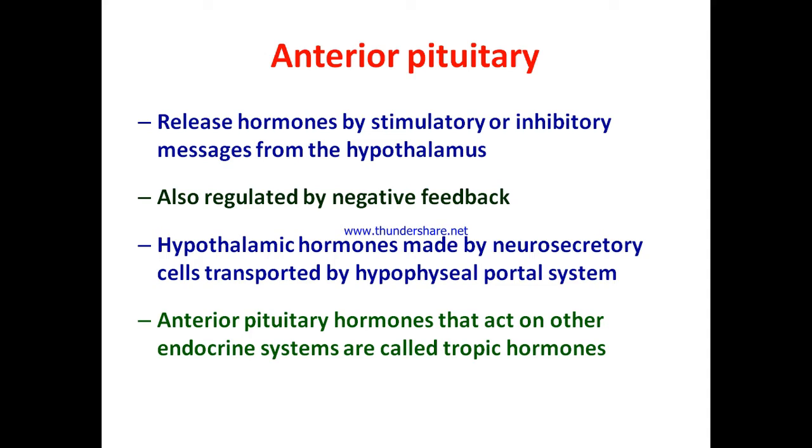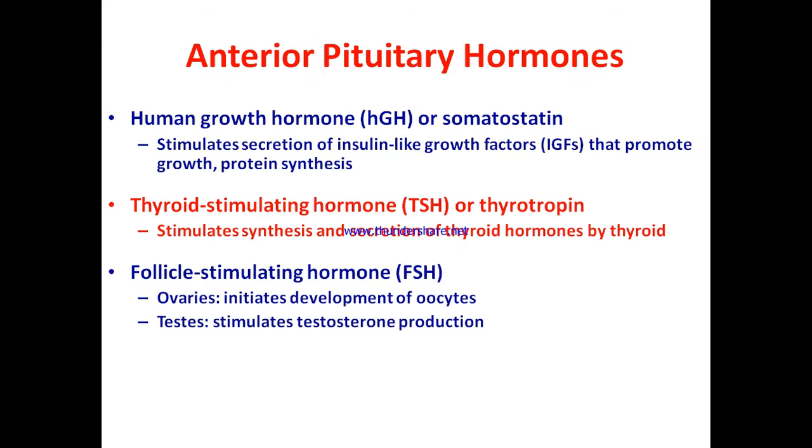Anterior pituitary hormones that act on other endocrine systems. Some of the hormones from the anterior pituitary act on other endocrine systems. They are called tropic hormones, so they control the functioning of other endocrine glands. The hormones from the anterior pituitary gland.